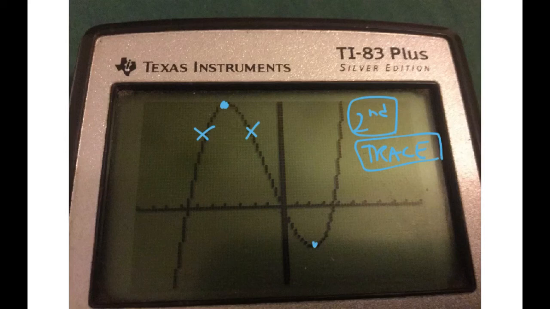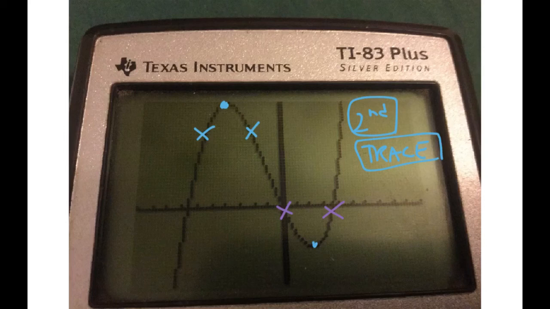To do the same thing for minimum, go back to second trace, but this time use number 3. I would move my cursor somewhere down over here so that it's to the left side of the minimum, and hit enter. When it says right bound, move the cursor somewhere over to the right-hand side of the minimum and hit enter.